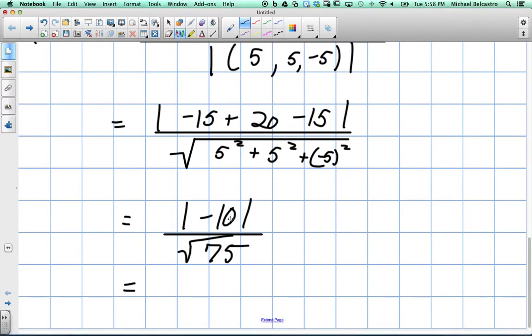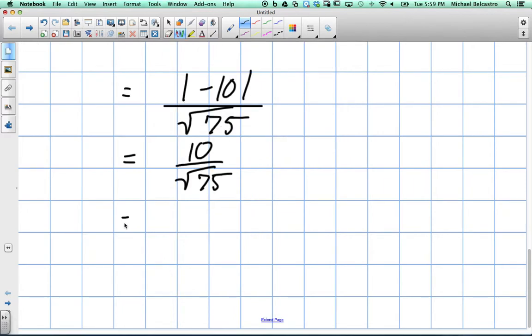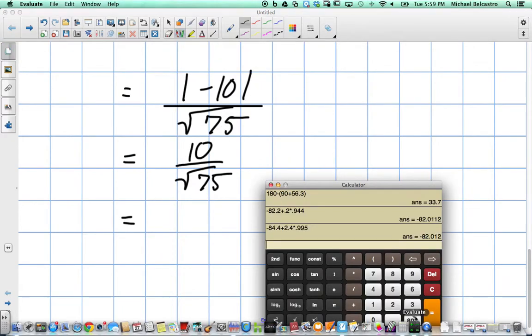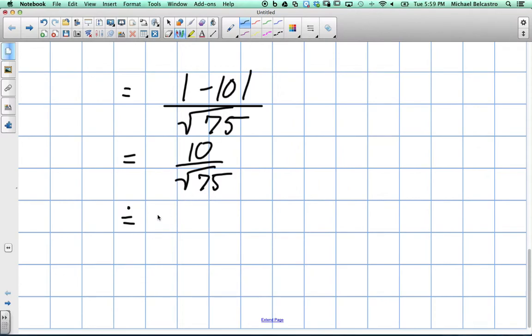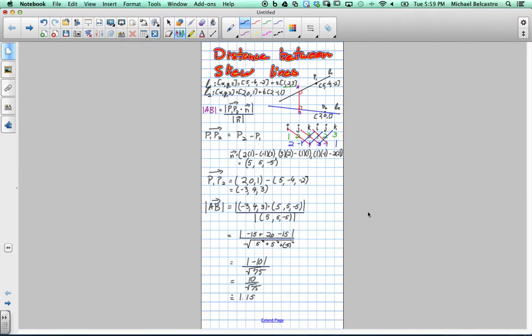So this is the absolute value. You could also think of it as negative 10. So it's really going to be 10 over root 75 will be the distance between our skew lines. So let's find that out. 10 divided by root 75. 1.15. Okay. So approximately 1.15 is our distance, and again, there's no unit value or anything. We could just say units between the shortest distance of the two skew lines.